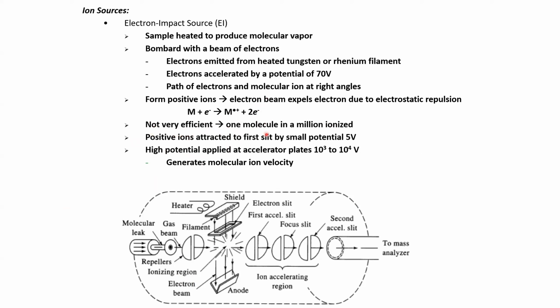The positive ions are attracted to the first slit by a small potential of 5 volts, and then a high potential is applied at accelerator plates to accelerate them through, and this generates the molecular ion velocity that we will need.